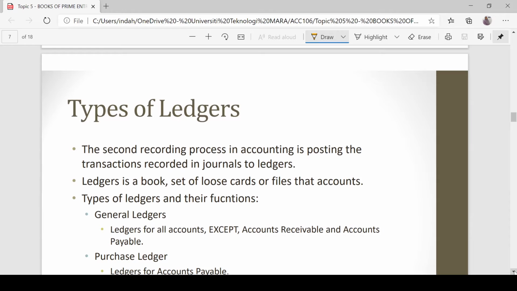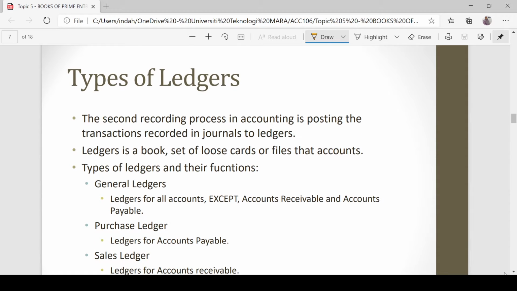Okay, so let's look at the next one: the types of ledgers. I know that I have introduced you, in the previous lesson, to what a ledger is, what the format of the ledger is, how to prepare the ledger, and how to post from the journals to the ledger. But actually, the many ledgers that you have prepared before can be categorized into 3 different categories.